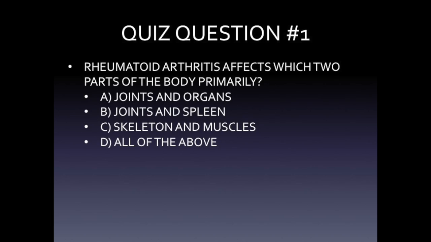So, in order to see just how much you, the audience, have absorbed from my presentation, I have 3 questions for you to answer based on the information given in this presentation. The first: rheumatoid arthritis affects what 2 parts of the body? Is it A, joints and organs, B, joints and spleen, C, skeleton and muscles, or D, all of the above? The answer is A.